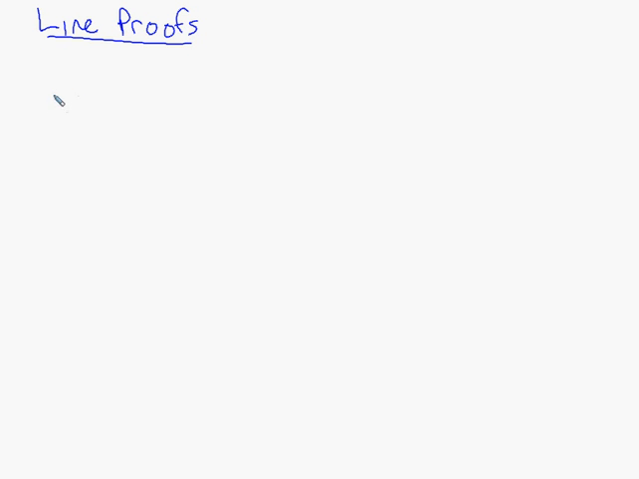We're going to start with the phrase, lines are parallel if and only if. So it goes both ways. Lines are parallel if and only if the alternate interior angles are congruent. So, if I have the lines parallel, I say the alternate interior angles are congruent. If I have alternate interior angles are congruent, I say the lines are parallel. So in practice, this is what this is going to mean.